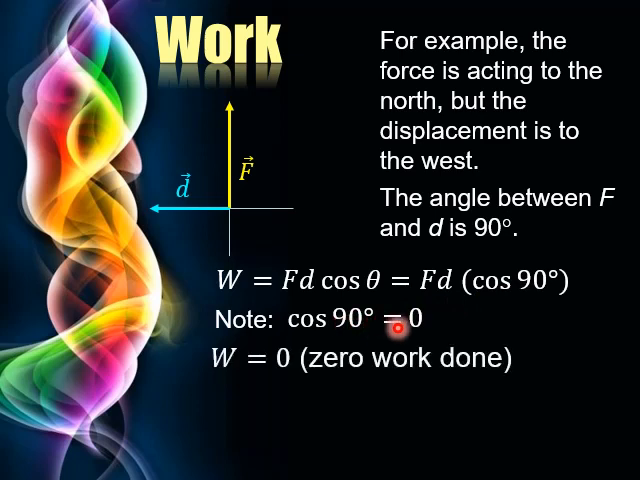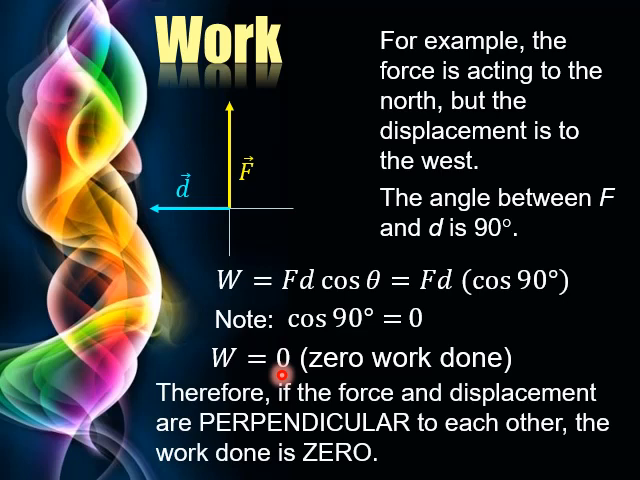So when we substitute it, since any number multiplied by 0 is still equal to 0, the work done is equal to 0. So, zero work done. When does this happen? If the force and the displacement are perpendicular to each other, the work done is 0. This is what I said earlier: just because you apply a force doesn't mean you have work. Actually, it depends on the direction of your force, the angle with respect to the displacement. So just like in this case, as long as the direction of the force is perpendicular to the displacement, the work done is equal to 0.